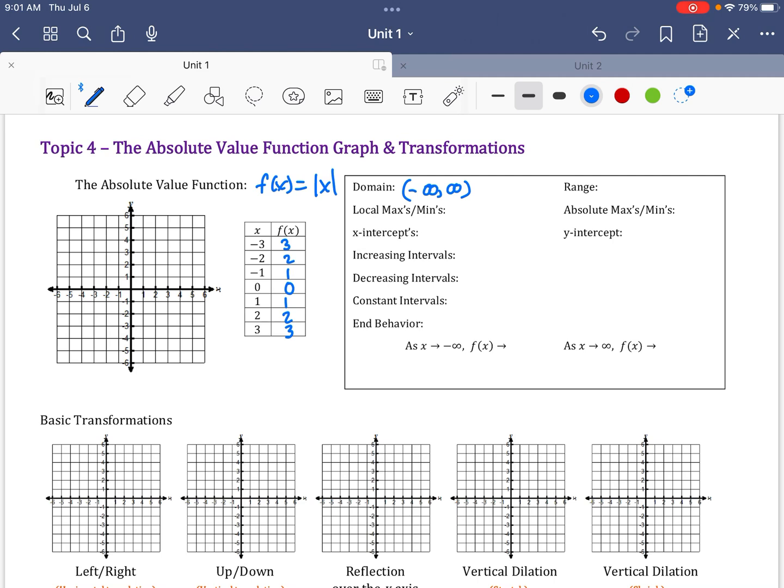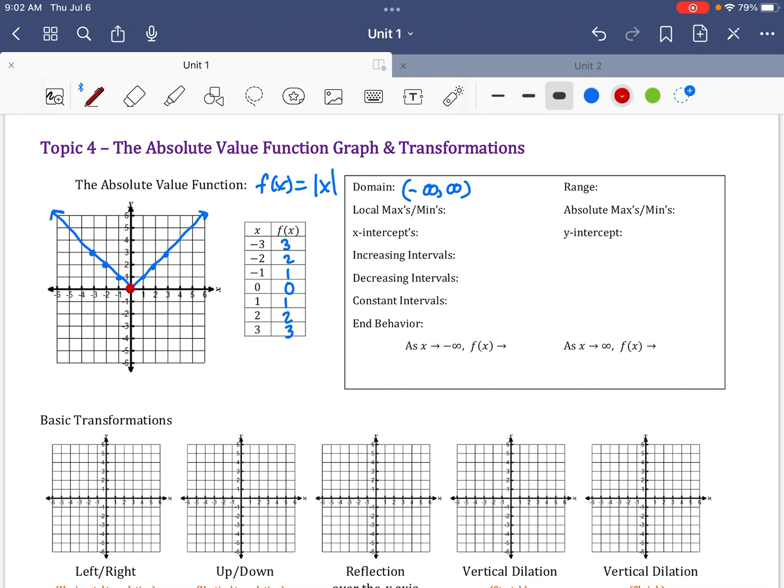So if you graph these points, -3, 3, -2, 2, -1, 1, 0, 0, graph all the points, and it starts to look like a V shape. If you kept going further, it would just keep going out and out. So basically we're going to have a V shape right in the center of our graph, and this spot right here is important.